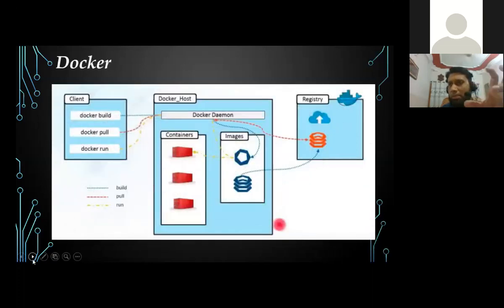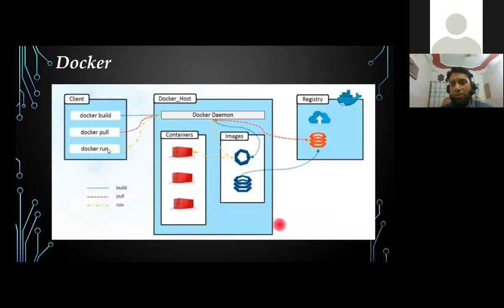So this is a basic diagram of how containers are made. At the client end, we build a container and then we pull, maybe we can build it, or we can pull, take a container from somewhere else, and then we run the container. Run is something like we're opening the container so the application can come out.